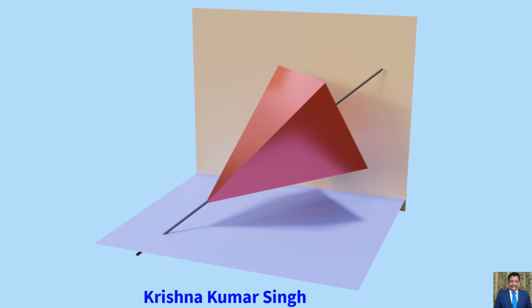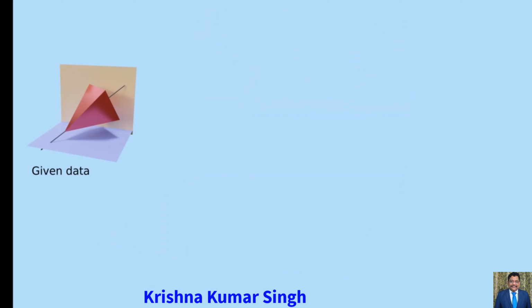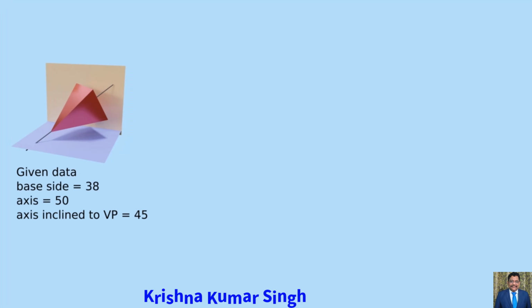A square pyramid of base 38 mm side and axis 50 mm long is freely suspended from one of the corners of its base. Draw its projection when the axis as a vertical plane makes an angle of 45 degrees with the VP. First, write down the given data on a drawing sheet. Base side of square pyramid is equal to 38 mm, axis length is equal to 50 mm, axis is inclined with VP at 45 degrees, so first we will draw its initial position.